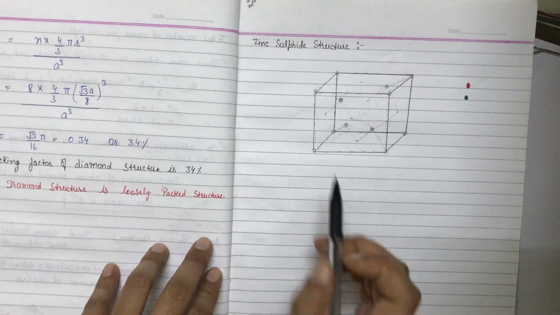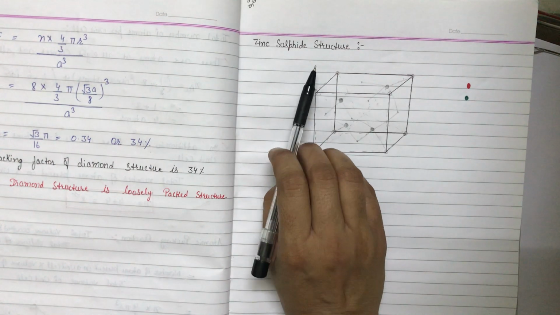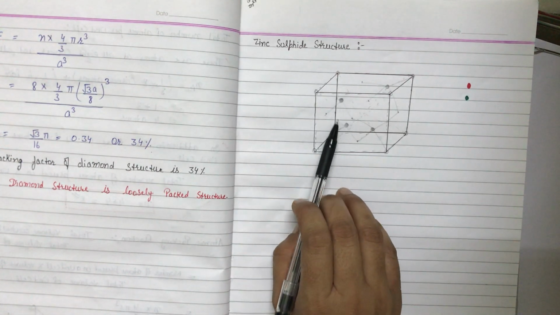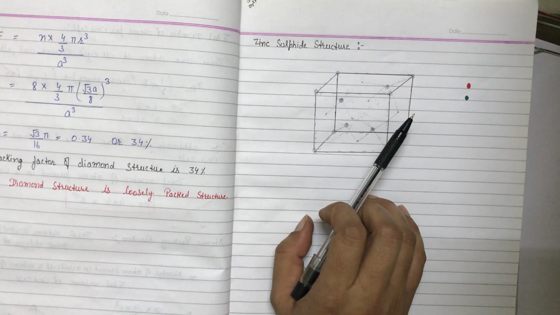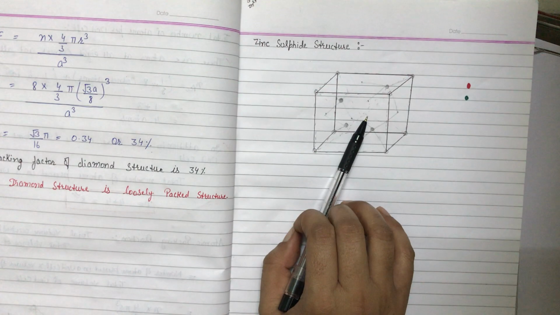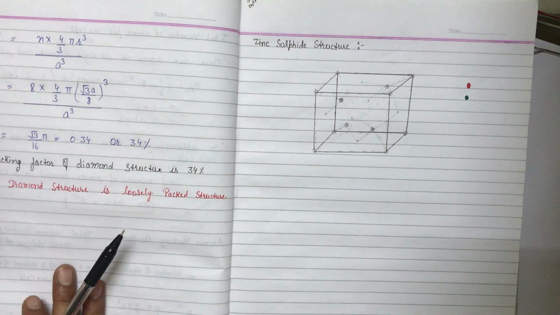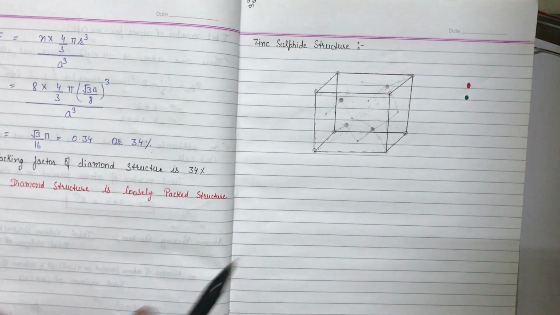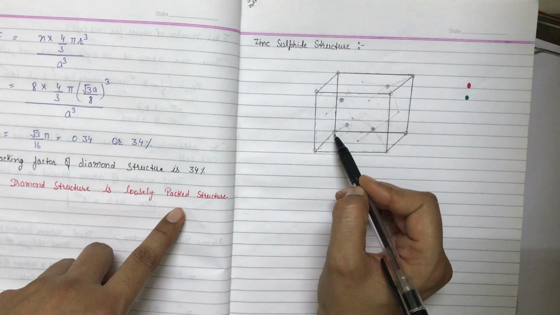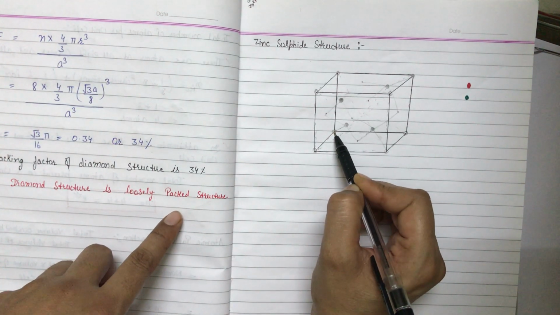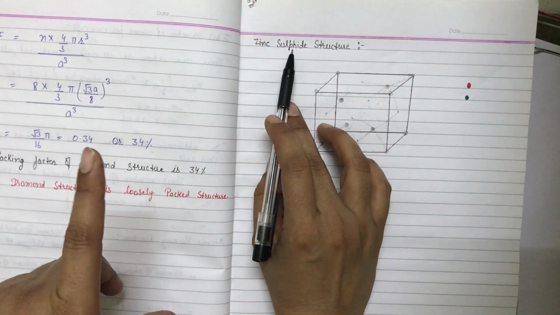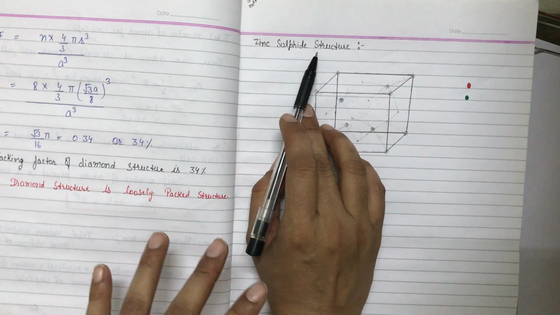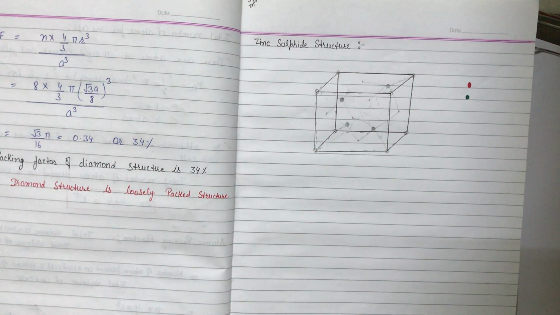Now the last topic is the zinc sulfide structure. The location of atoms in this zinc sulfide structure is the same as that of diamond, but this is a two-atom structure, meaning this is a molecular structure, and diamond is an atomic structure. In the diamond structure, at each lattice point the atoms are identical, but in the zinc sulfide structure, one is a zinc atom and the other is a sulfide atom. So let's locate the positions of the zinc atoms and sulfide atoms.